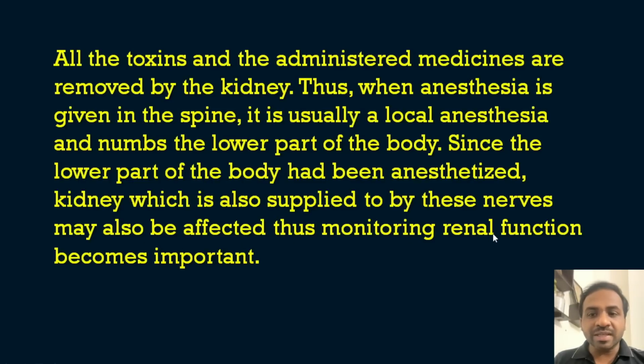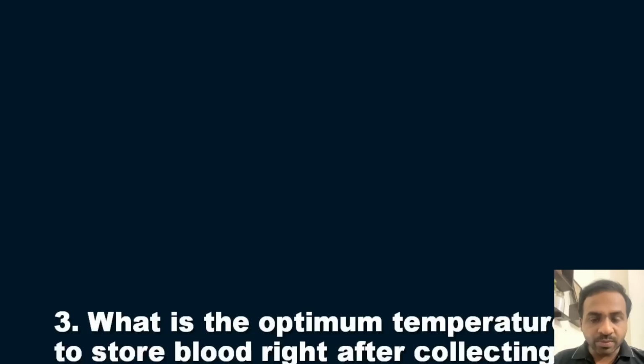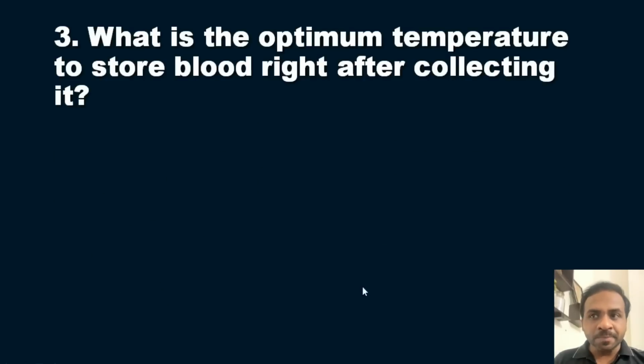Thus monitoring renal function becomes very important. Urea and creatinine, like renal functions, need to be monitored, plus the output of the patient also needs to be monitored. All aspects related to renal function need to be monitored after spinal anesthesia. I have already explained the reason, so I think that was very informative for you. Now we can move on to the next question, question number 3.